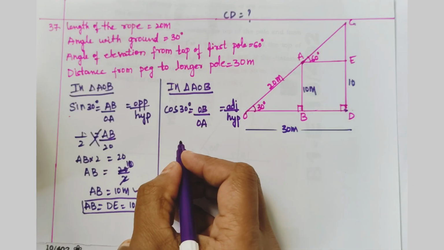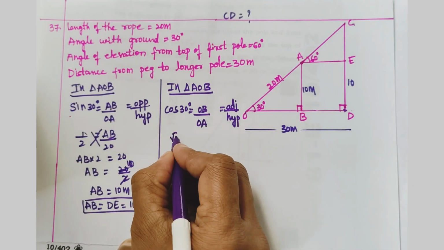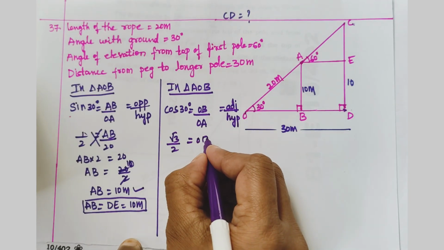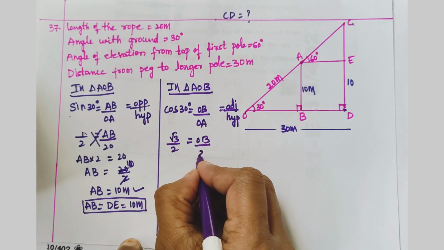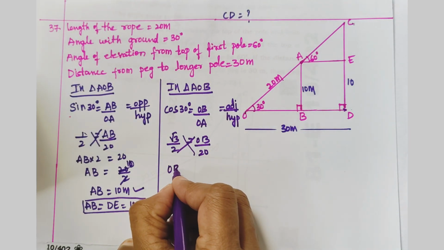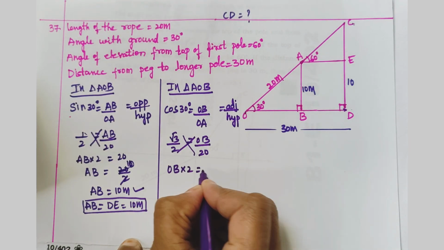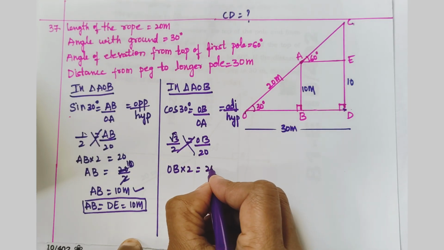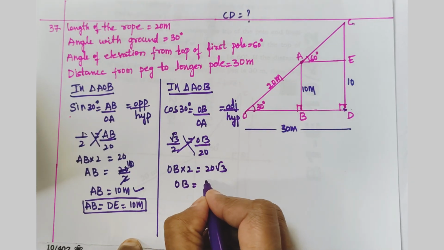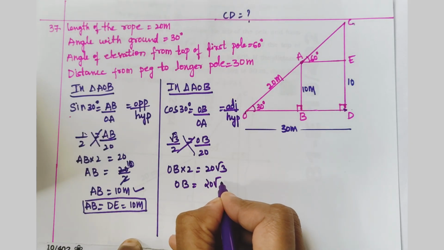What is the cos 30 value? Root 3 by 2. Apply the values correctly. Root 3 by 2 is equal to OB, which we don't know, so write it as OB, by OA, whose value is 20. Now do cross multiplication. OB into 2 is equal to 20 into root 3.